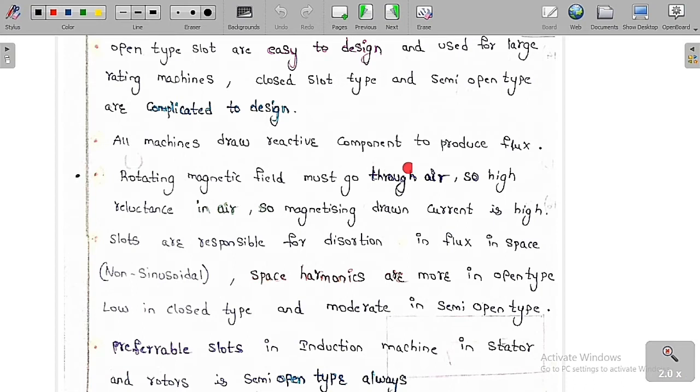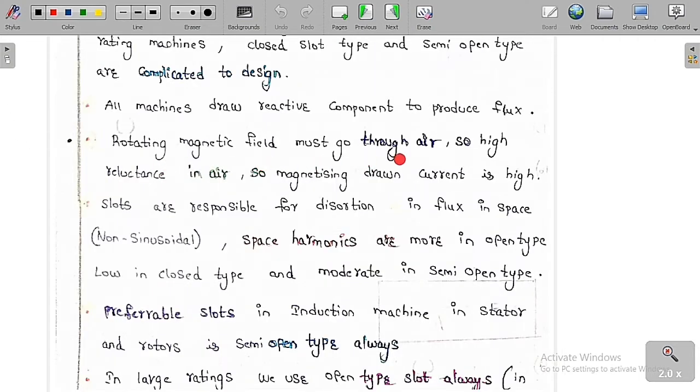All machines draw a reactive component to produce flux. I already told you, all the machines are going to draw the reactive component of power to produce the flux. The reactive power is what produces the flux. So all machines are going to draw the reactive power component basically to produce the flux in that machine.